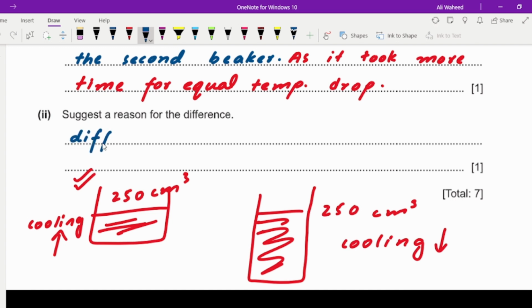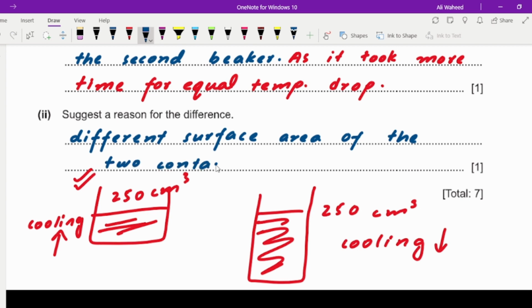Different surface area of the two containers, right, of water.